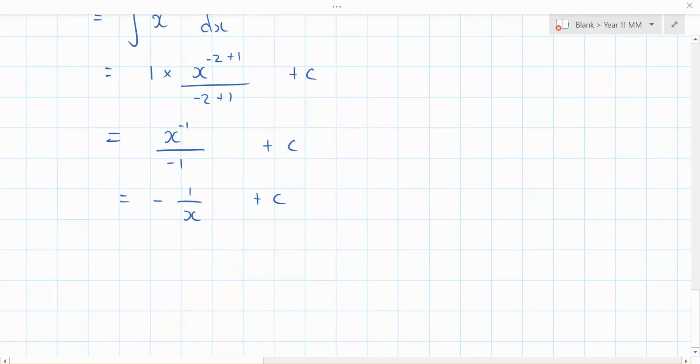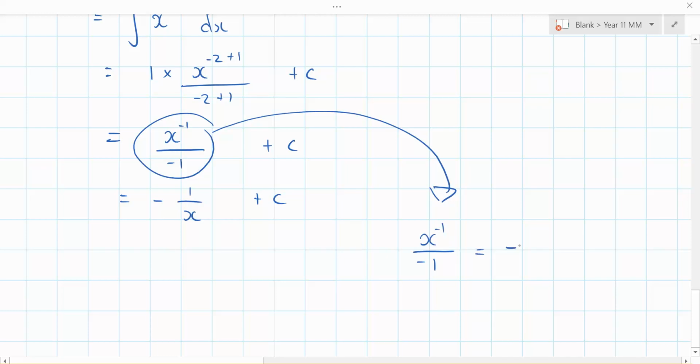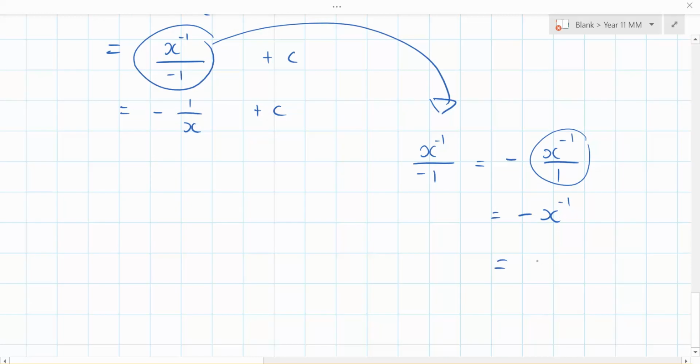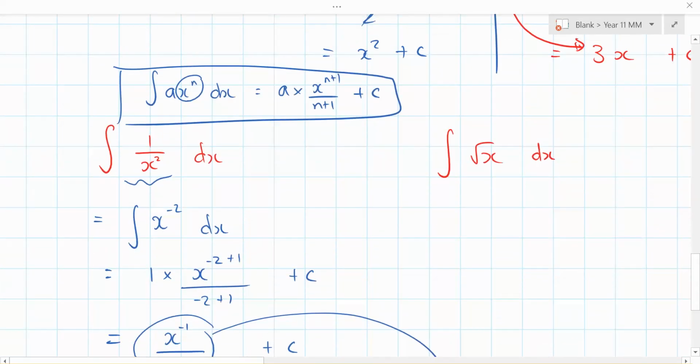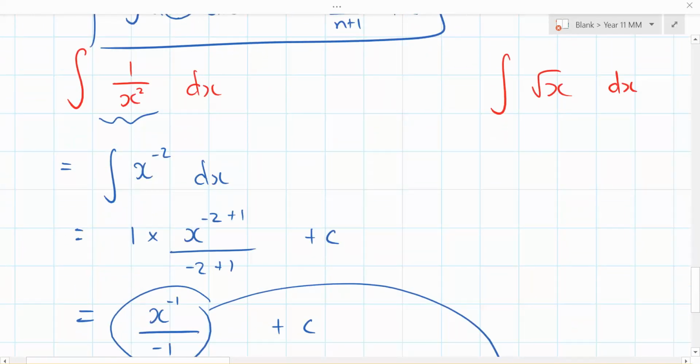Okay, so some of you might be tripped out on this one because a lot of students don't like fractions and negative powers and negatives. Essentially all I did was, x to the power of negative 1 over negative 1 is the same thing as writing negative of x to the power of negative 1 on 1. But I know that anything on 1 is itself, so negative x to the power of negative 1. And I know that x to the power of negative 1 is the same thing as writing 1 on x with the negative at the front. That's how I did it. But anyways, that's the answer if you get a fraction, something like that. Rewrite it as the power on the top.